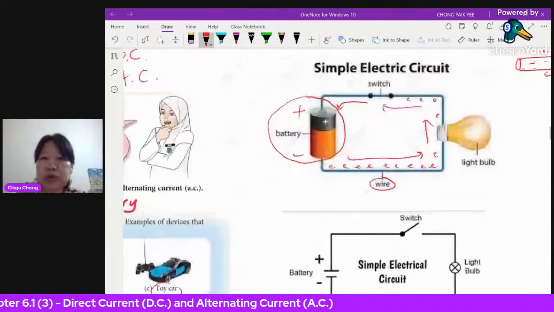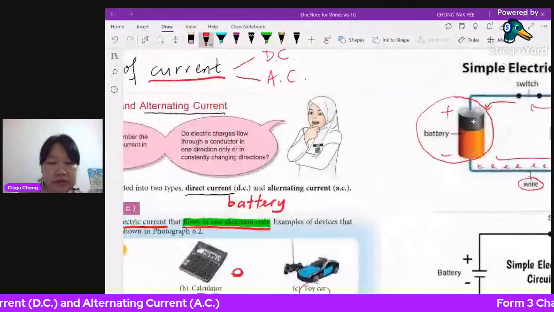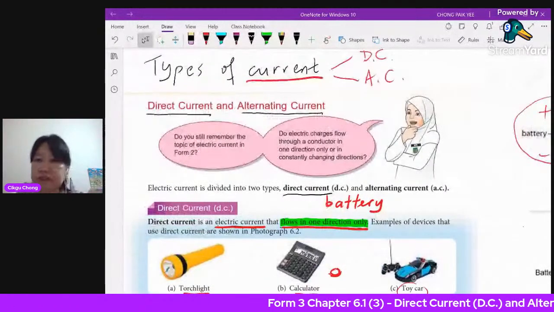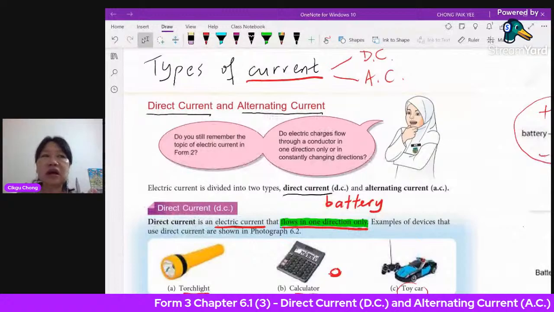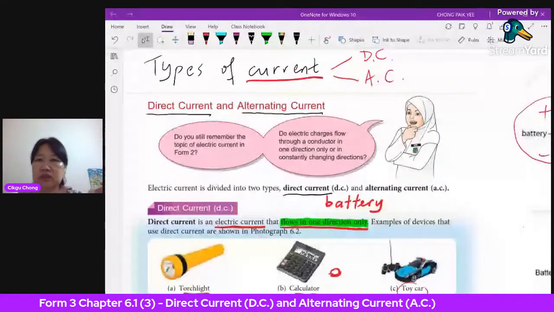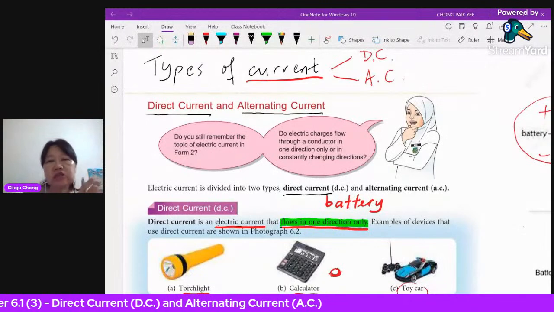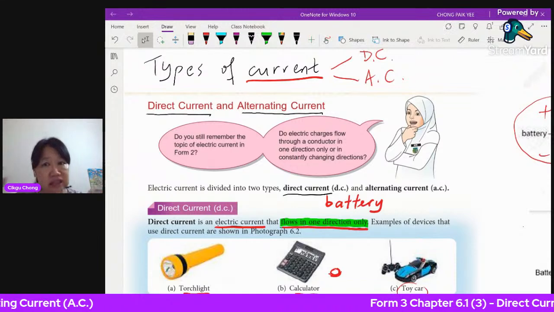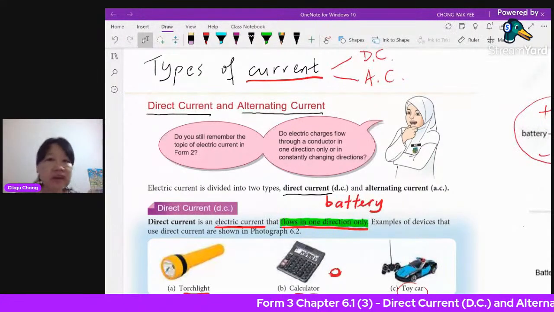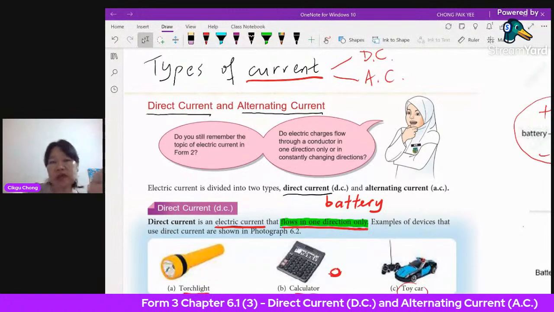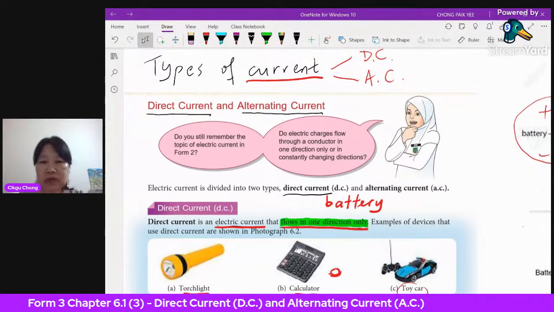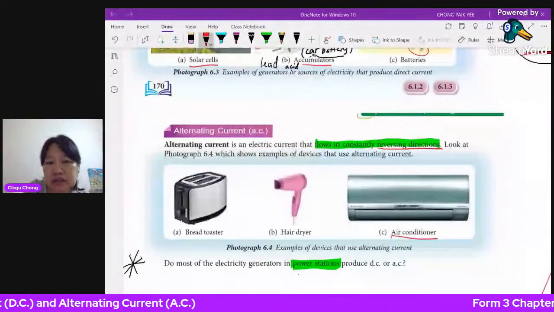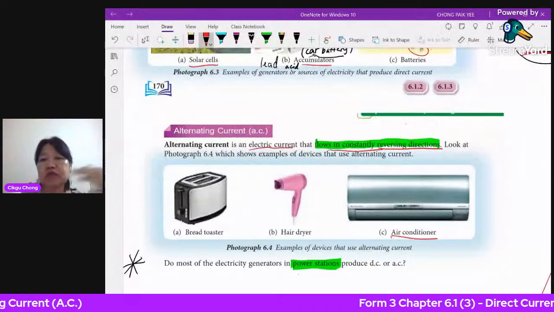Alternating current is the type of current where the flow of electrons is not fixed. It's not always from this end to this end. At one moment, the electrons flow from the negative terminal to the positive terminal. Then the next moment, it switches direction because that positive has become negative. So it goes the other way, like a zigzag here and there. That is alternating current, the electric current that flows in constantly reversing direction.